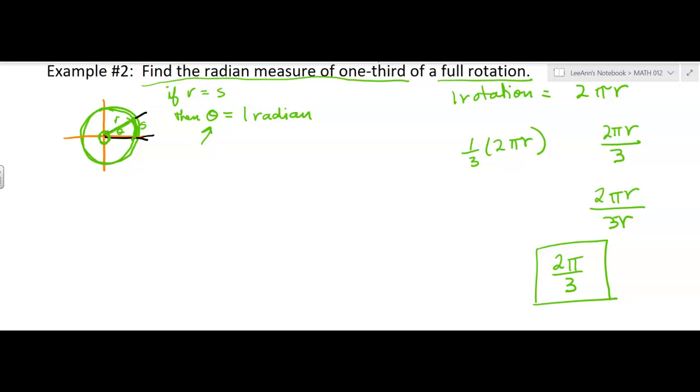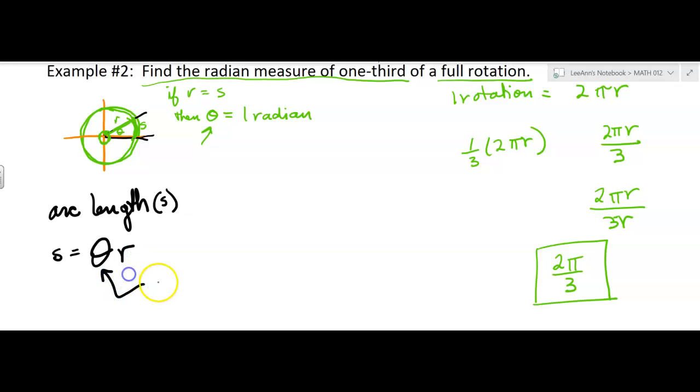One thing that I didn't give you yet was the arc length. So arc length, there is a formula to find that. And the arc length is S. So S stands for arc length. It's equal to theta times r. But theta has to be measured in radians. So I'll probably mention this again, but that's the formula for arc length.